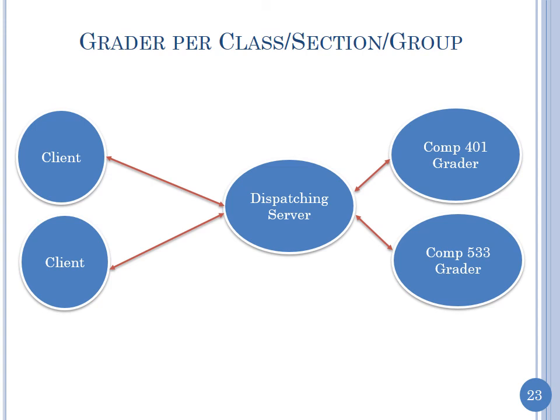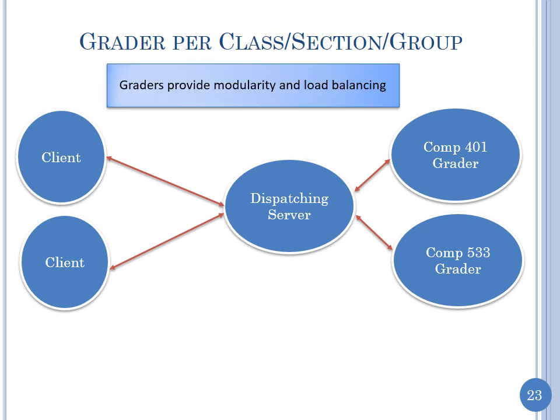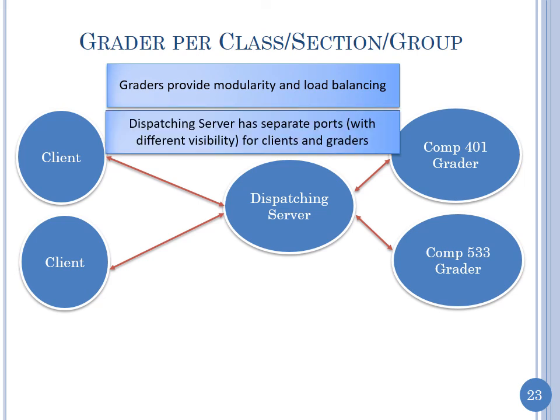So the actual work is being done by these slaves, and they've connected to it and said, "Hey, I'm willing to do the work." Like Leo mentioned, in our implementation, the COM401 grader and COM533 grader are local processes in the same machine as the dispatching server. So indeed, we have a different port for local processes, and the graders provide modularity and load balancing. The dispatching server has separate ports with different visibility for clients and graders.